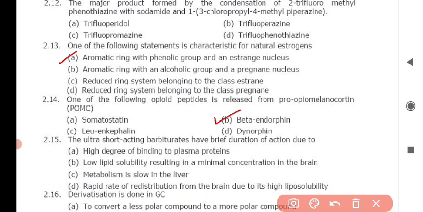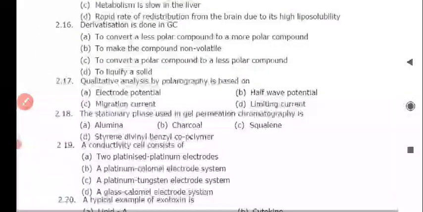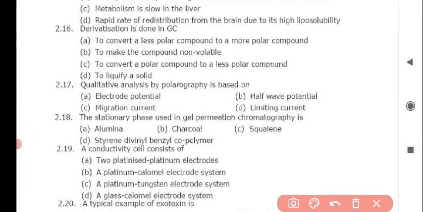Next question: the ultra short acting barbiturates have a brief duration of action due to. The answer is option D, due to the rapid rate of redistribution from the brain due to its high liposolubility. Next question: derivatization is done in GC. The correct answer for this is option C.